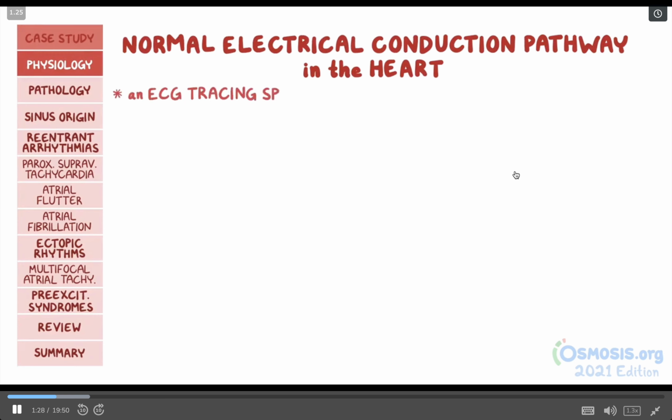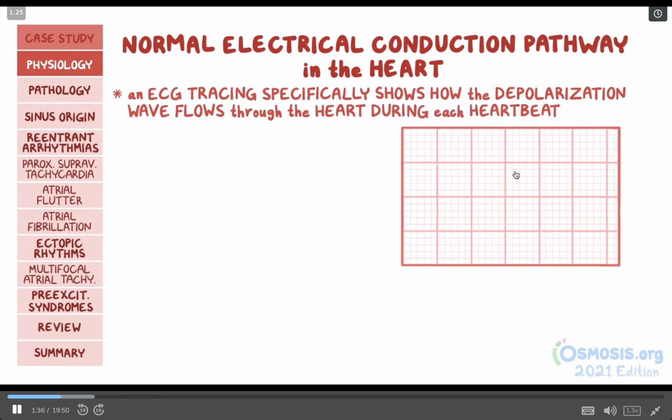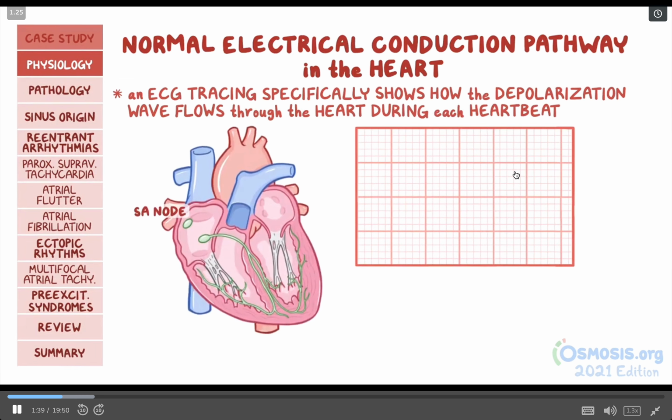An ECG tracing specifically shows how the depolarization wave flows through the heart during each heartbeat. The normal electrical activity of the heart starts in the sinoatrial or SA node and is then conducted through the atrium, creating the P wave on ECG. From the atrium, electrical activity goes to the atrioventricular or AV node, after which it goes through the bundle of His. Then, the right and left branches of the bundle, and finally, through the Purkinje fibers, which deliver the current to the right and left ventricles.